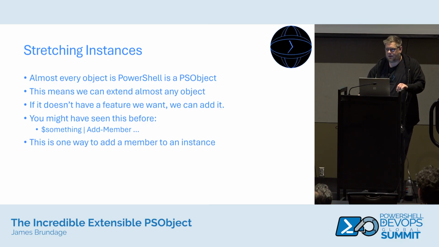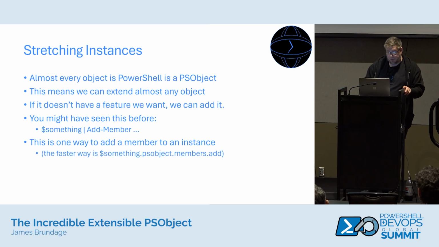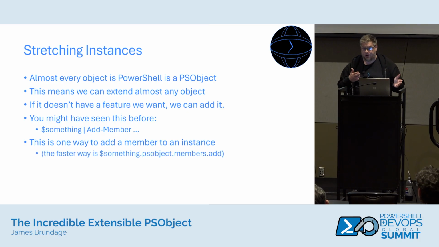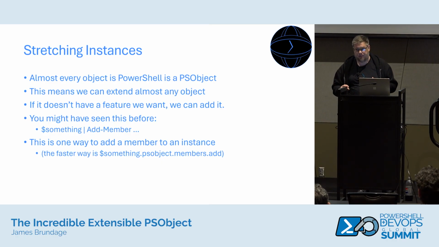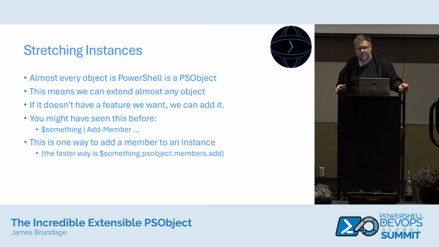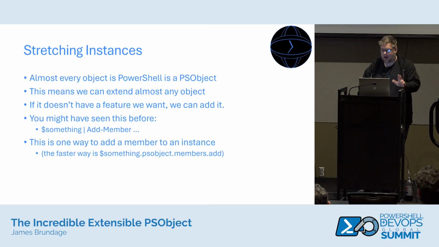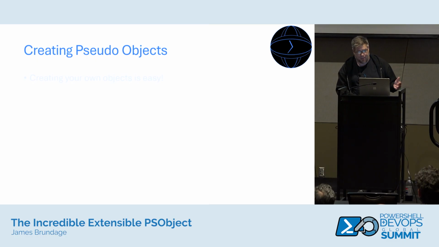Any perf nerds in here? Okay, I'm going to feel a little bit left out now. I do sometimes worry about how to do things the absolute fastest way in PowerShell, and the absolute fastest way to do things is $something.PSObject.Members.Add. And if you want bonus points, you can pass false to it, basically saying, I already know that this is a valid member. Don't check it, just add it. Very quick, very quick. But these are the two ways you can stretch an instance of an object.